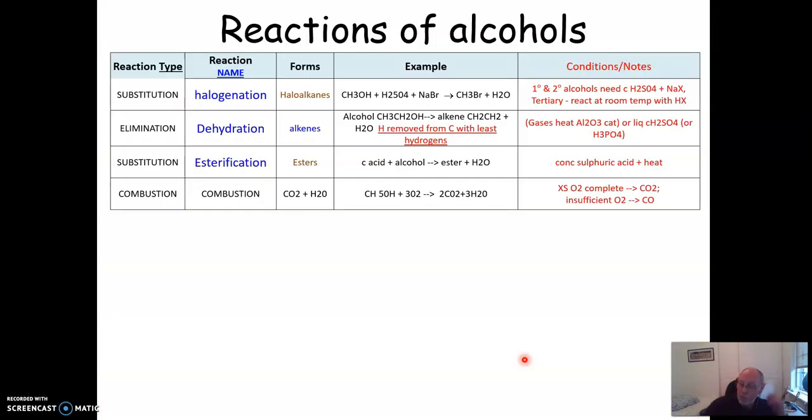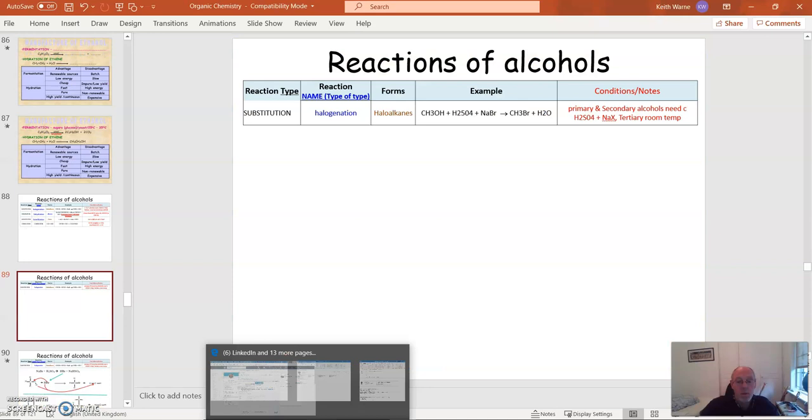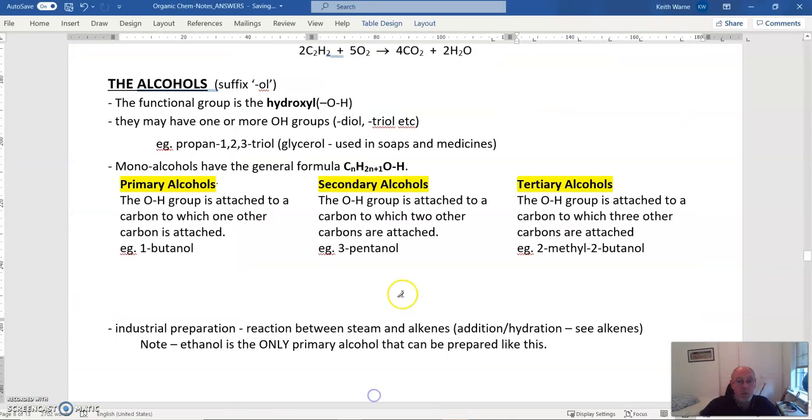Okay, now let's jump through to the reactions. All of that is in the notes, by the way. We'll just jump across there maybe quickly, see where it is in the notes, make sure we haven't missed anything. So functional group is there. Oh yes, triol, if they've got more than one OH, then it's going to be a diol or a triol. Propane-1,2,3-triol, glycerol, you might want to try and draw the structure of that. You're going to have 3 carbons, you're going to have an OH on each one.